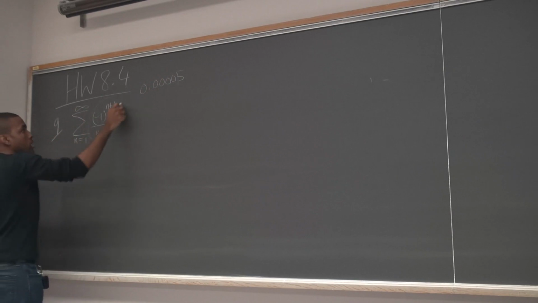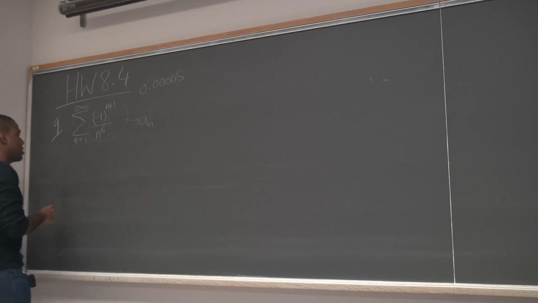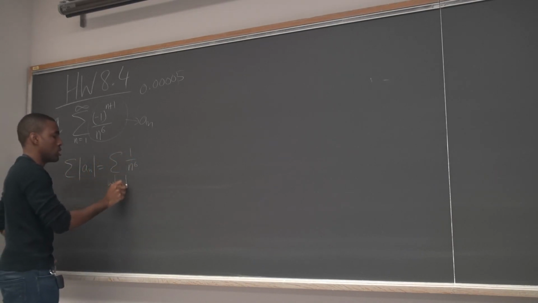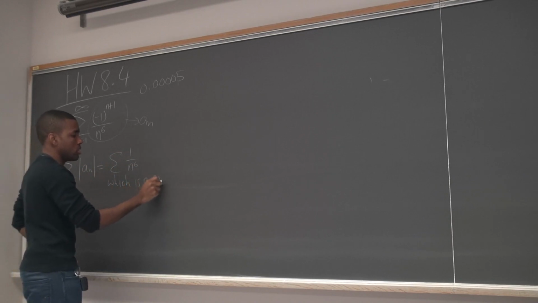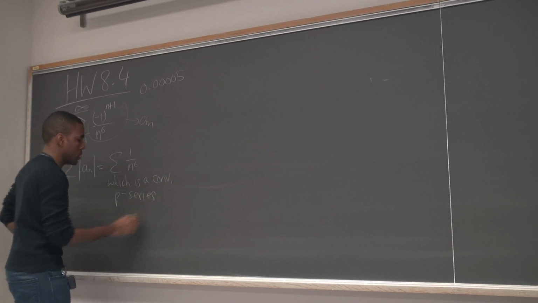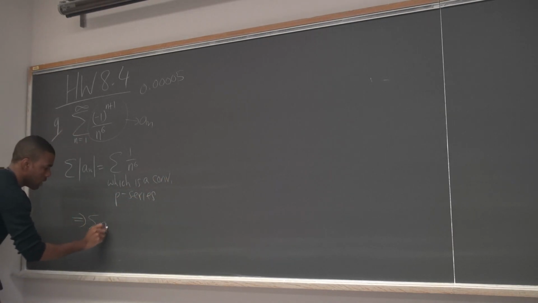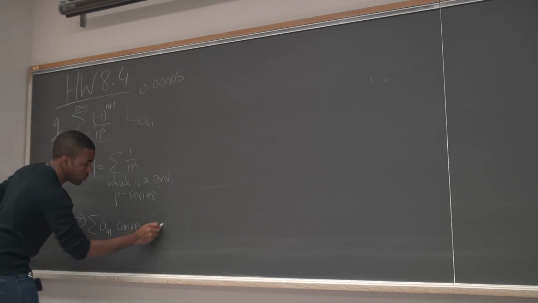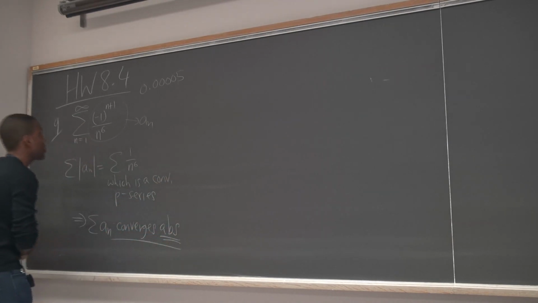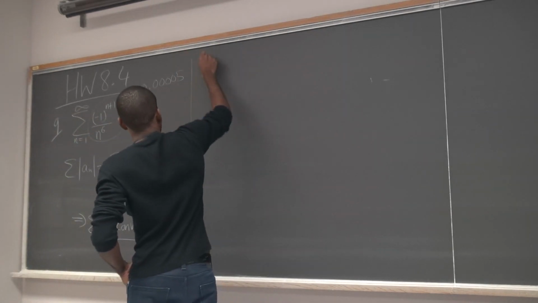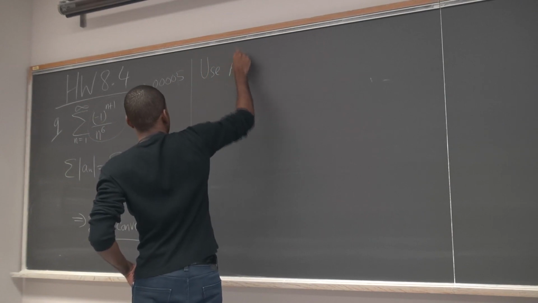Okay, so if I call this a_n, then notice that the series of absolute value a_n is just a series of 1 over n to the 6, which is a convergent p-series. This means a_n not only converges, but it converges absolutely. Okay, that's that. But it's an alternating series, so we can use the alternating series estimation theorem.